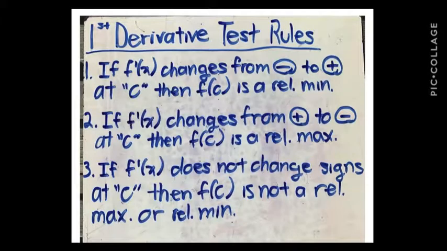First derivative test rules. 1. If f prime of x changes from negative to positive at c, then f of c is a relative minimum. 2. If f prime of x changes from positive to negative at c, then f of c is a relative maximum. 3. If f prime of x does not change signs at c, then f of c is not a relative maximum or a relative minimum.